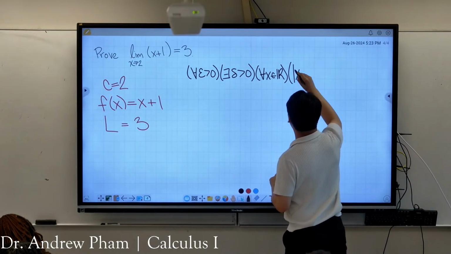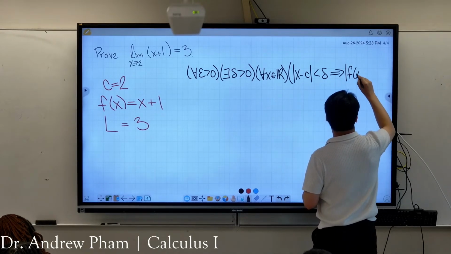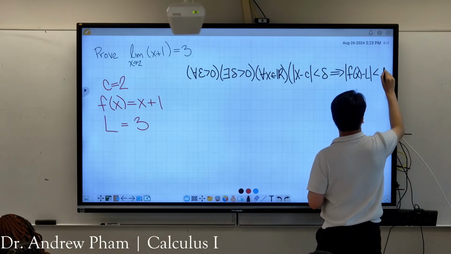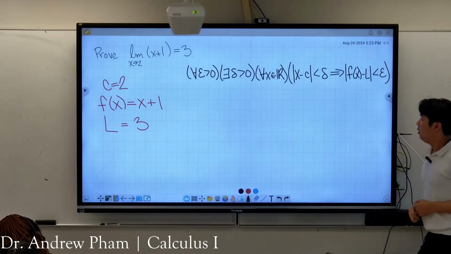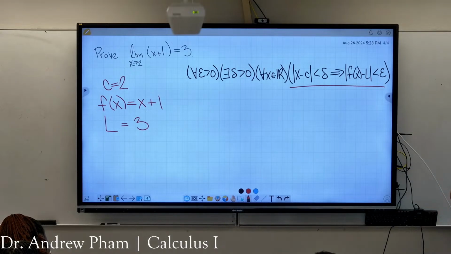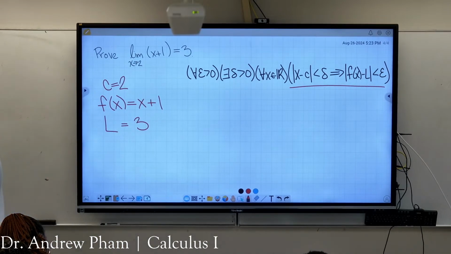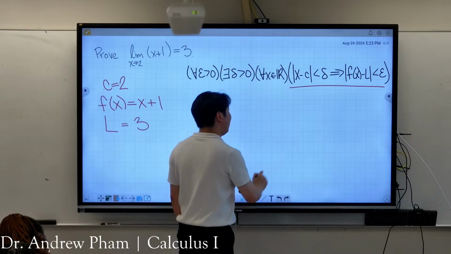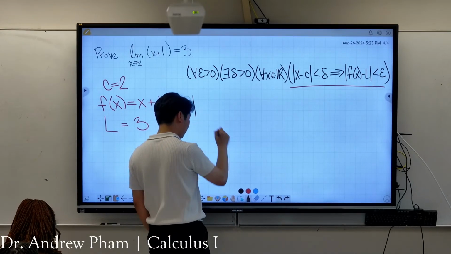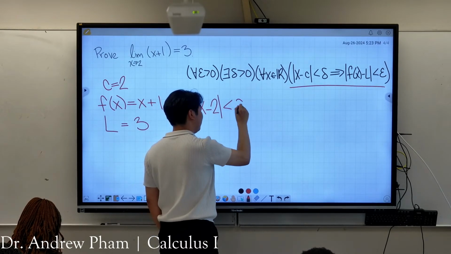All right, what was it? X minus C is less than delta implies f of x minus L is less than epsilon. So in particular, we're going to focus on this part here, because that's the actual definition portion. Those first three parentheses were just, I have three variables. So let me rewrite this. What was C again? 2. So we have x minus 2 is less than delta.